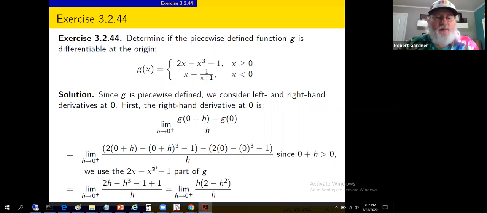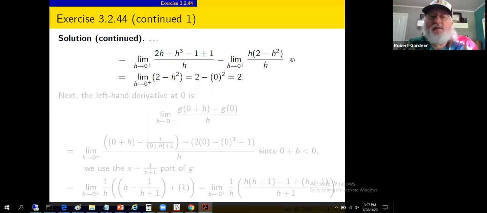All right, let's clean it up first off. This is just 2h. This is minus h cubed, minus 1. This is minus negative 1, so this is plus 1. I can cancel the 1 and the plus 1, leaving us with 2h minus h cubed over h. Let's factor an h out of the numerator. H times (2 minus h squared) over h. There's the factoring. Of course, next we'll cancel the h's and then we'll substitute in. It's factor, cancel, substitute.